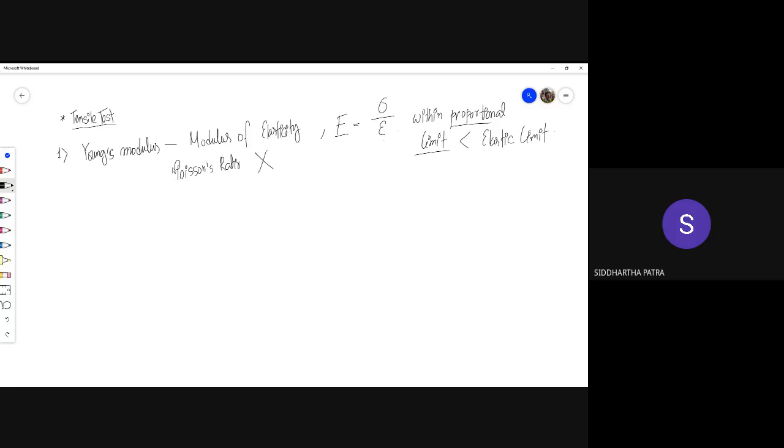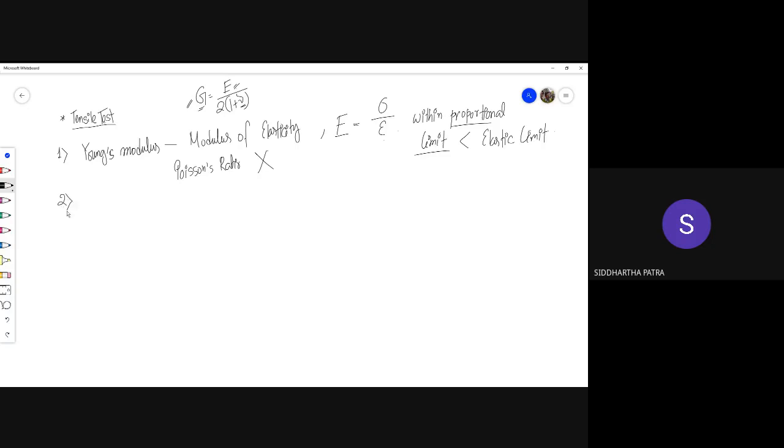There are means to get Poisson's ratio, though. There are equations, relations between the shear modulus and the modulus of elasticity. From there, there are ways to determine the shear modulus, and once you know the Young's modulus and shear modulus, you can determine the Poisson's ratio. It's not directly measured. So that is number one.